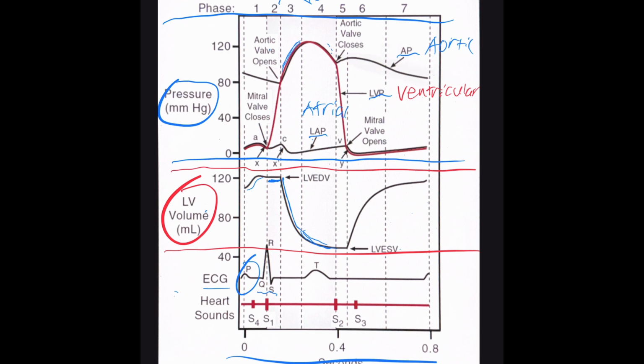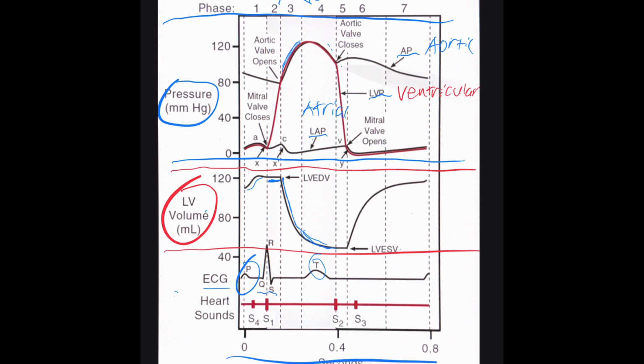That's pretty much why we see those changes here. If you notice, down here at the bottom, we see the next little wave on the EKG. That's our T wave. T wave is going to be ventricular repolarization. So it's when the ventricle is basically preparing to contract again. So it's relaxing at this point.